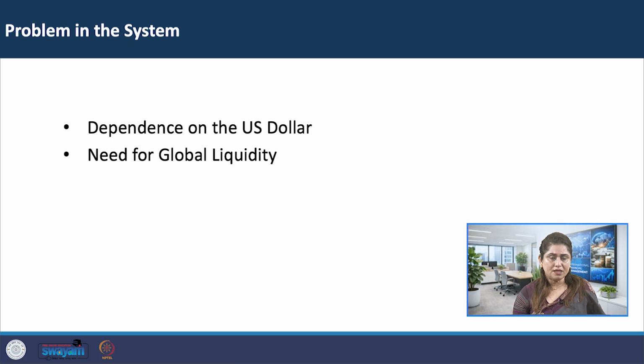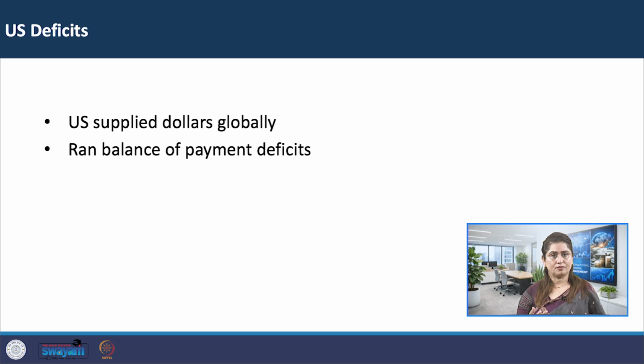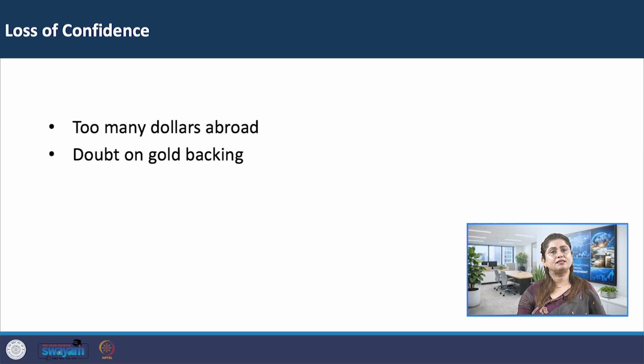The main problem in Bretton Woods was related to the role of the US dollar. Since all countries were using the US dollar for international trade and reserves, there had to be enough dollars available in the global economy. This meant that the United States had to continuously supply dollars to the rest of the world. How could it do that? By running balance of payments deficits. In simple terms, by sending more dollars out than it received. But this created a problem.